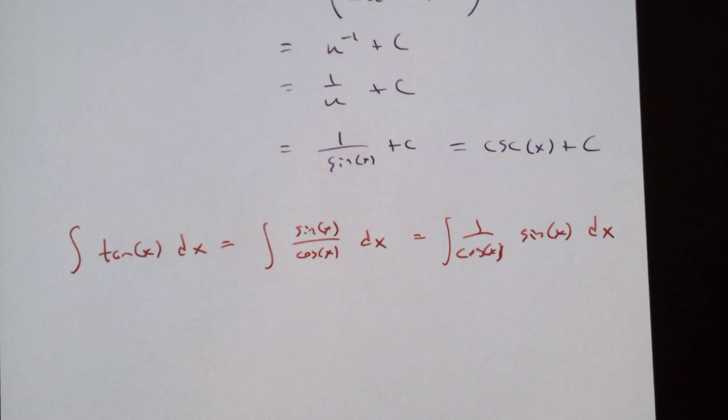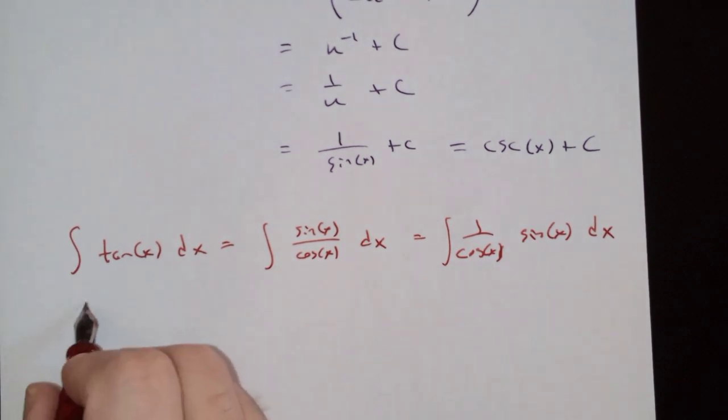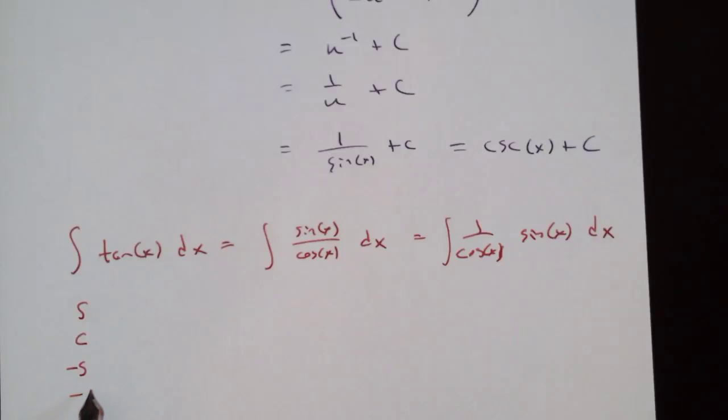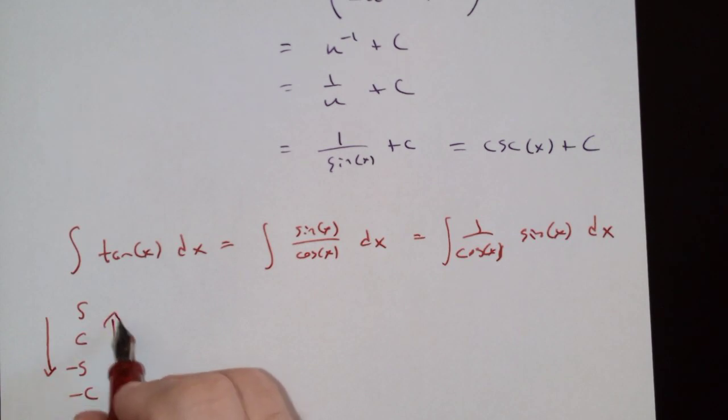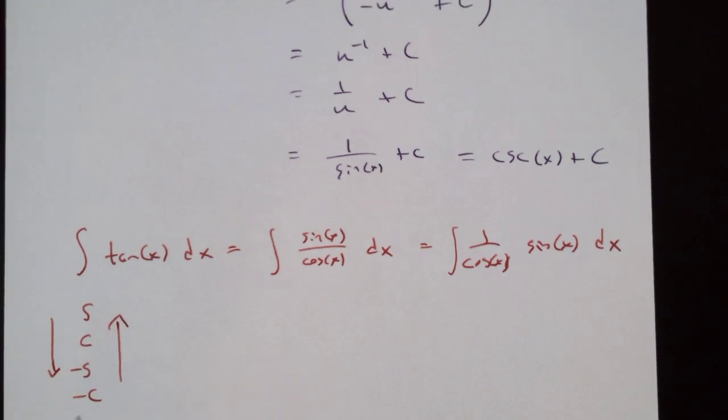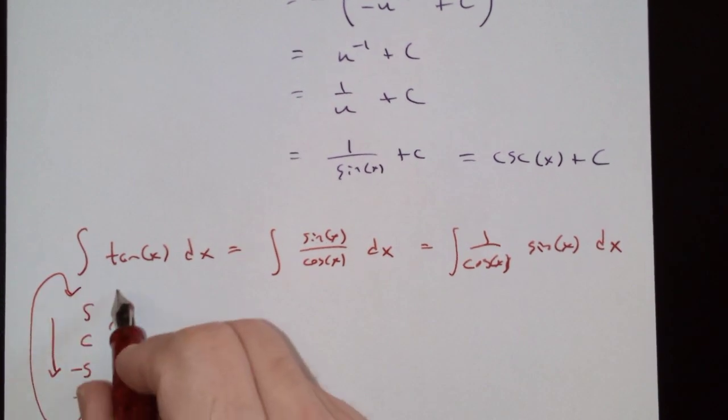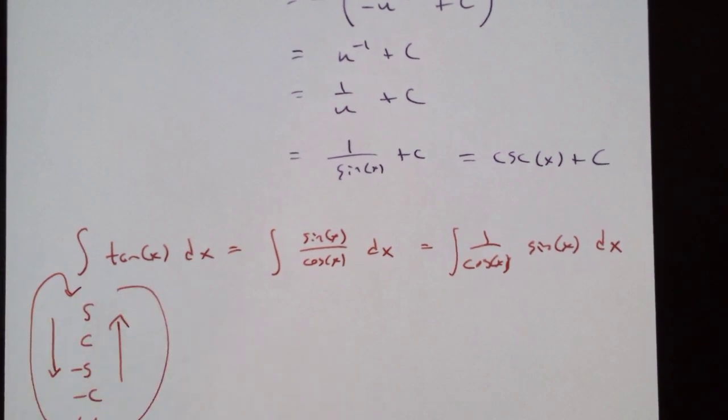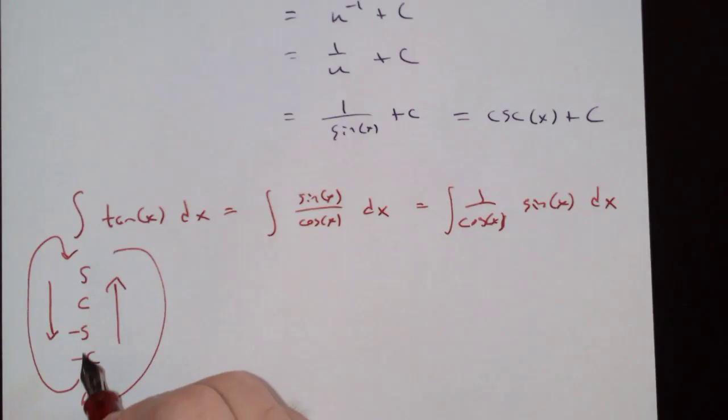I have a sheet for you. Sine, cosine, negative sine, negative cosine. Power rule tells me that when I take the derivatives, I go down in power. I've written this list so that when I go down, I'm taking the derivative. And when I go up, I'm taking the antiderivative. And this loops around both ways. So if I want the derivative of cosine, it's minus sine. And if I want the antiderivative of cosine, it's sine. I just need to know which way to go. I like this. It helps me remember.